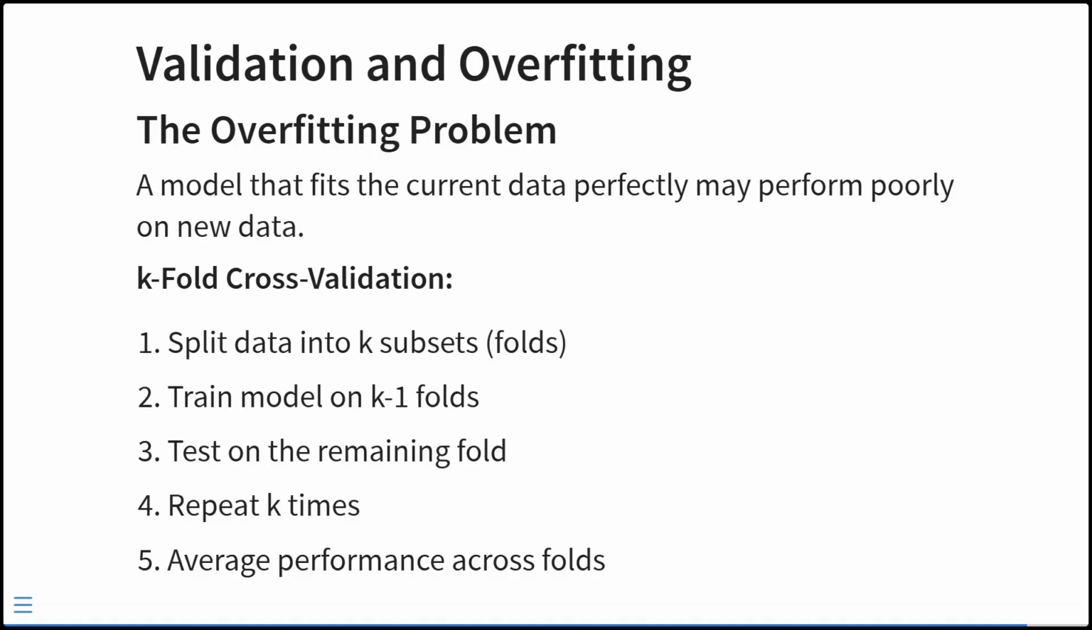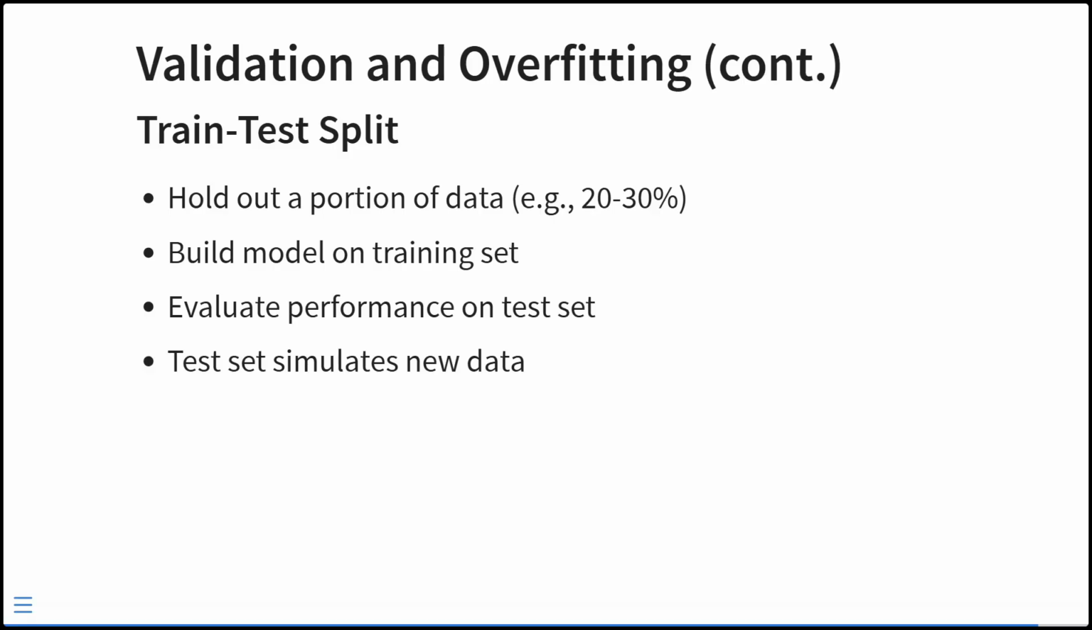So after splitting your data, you train a model on a particular split, which is k minus 1 folds. Then you test it on the remaining fold. So you repeat it for each particular fold. You train a model on another fold, and you test it. Let's say you have 10 folds. You train on the first fold, you test it on the remaining 9 folds. You train on the second fold, you test it on the remaining 9 folds. You train on the third fold, you test on the remaining 9 folds. You repeat this until you have average performance across folds.